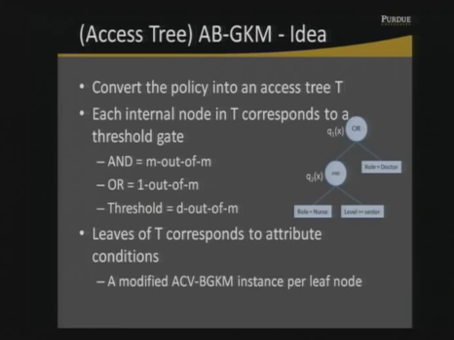Okay, so the threshold could even be a D out of M, where the threshold says you need to have D attributes out of M in order to satisfy that threshold. If it is an AND gate, it's going to be M out of M. You have to satisfy all the child nodes. And if it is an OR gate, you just need to satisfy 1 out of the M children nodes.